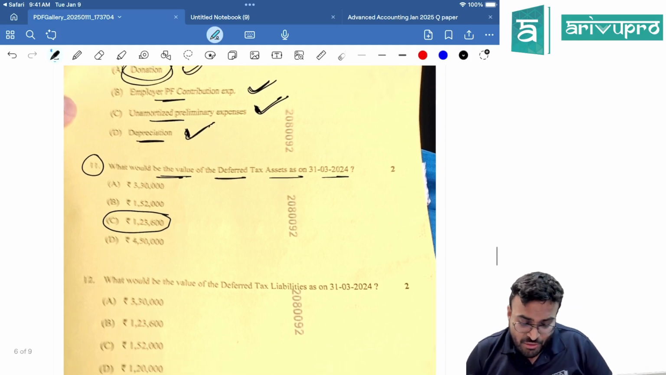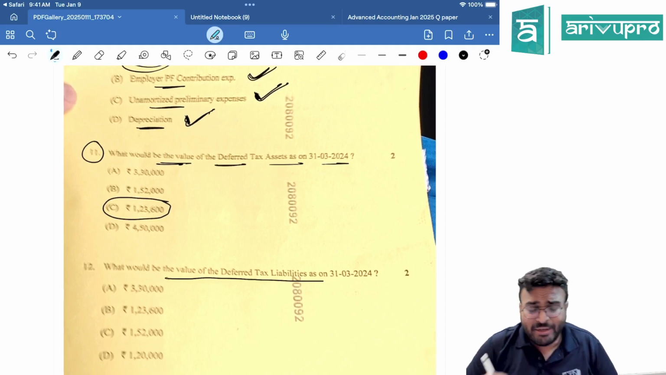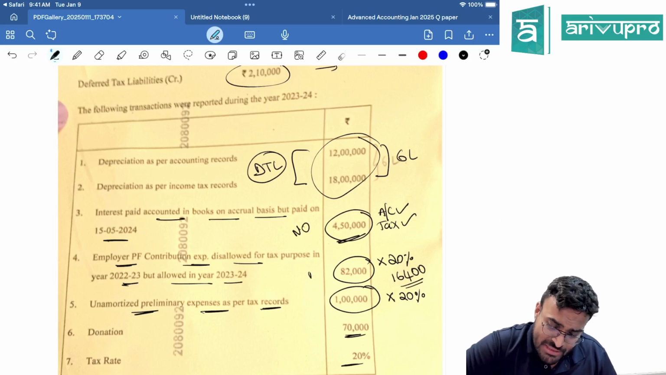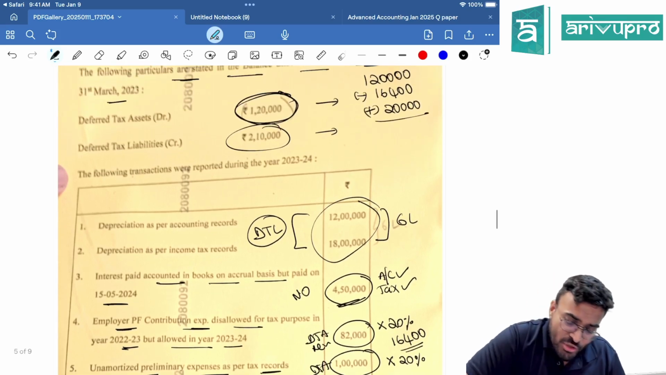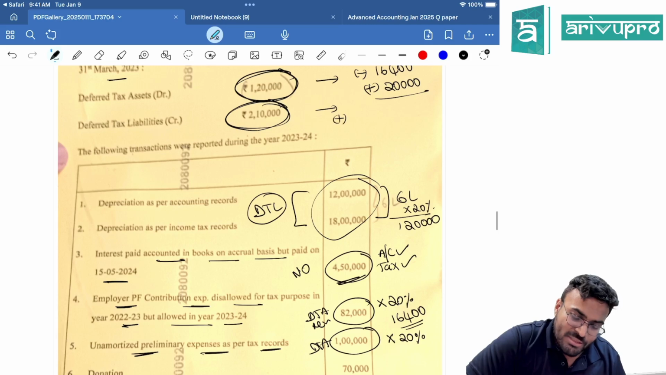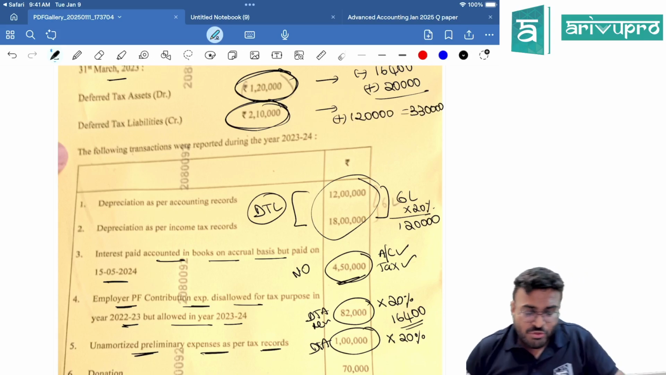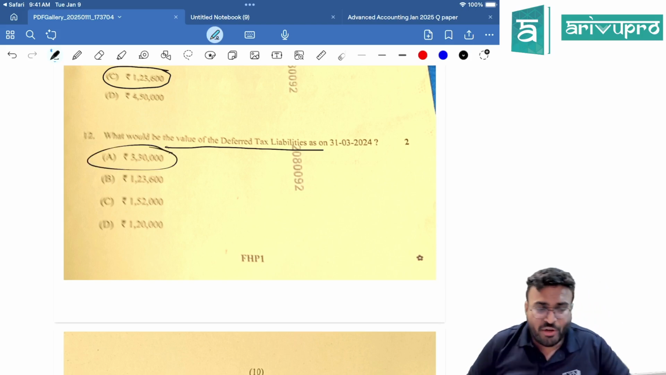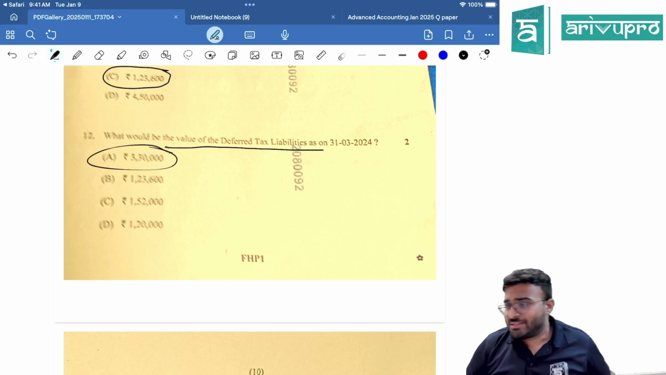Next, what will be the value of deferred tax liability, guys? Only one thing is impacting deferred tax liability. This has no impact. This is DTA reversal, which we have already taken. This is DTA creation, which we have already taken. So deferred tax liability is 2 lakh 10 thousand over here. 6 lakh is the difference in depreciation, into 20%, that makes it 1,20,000. So 2,10,000 plus 1,20,000 is going to make it 3,30,000. So you can go and check the answer. It is going to be 3,30,000 is the value of your deferred tax liability.